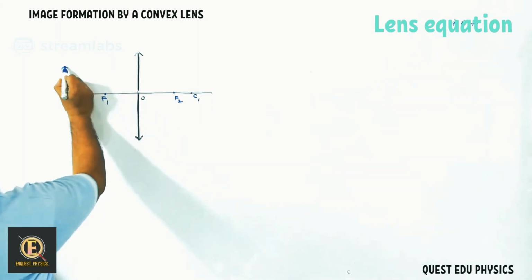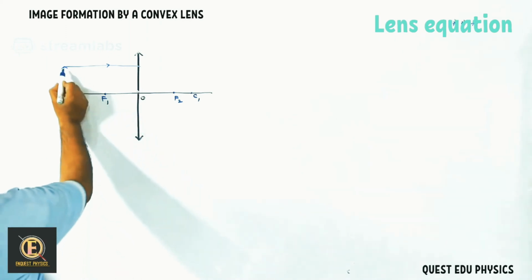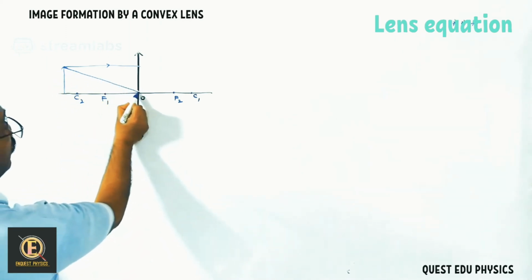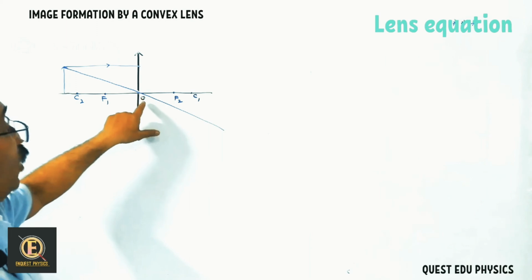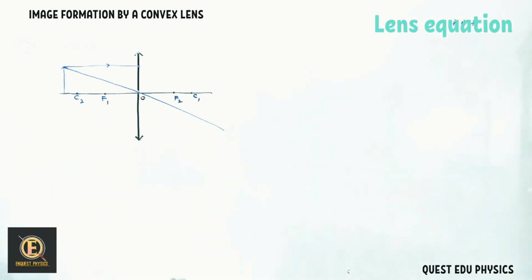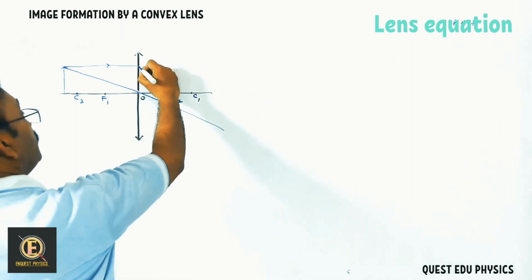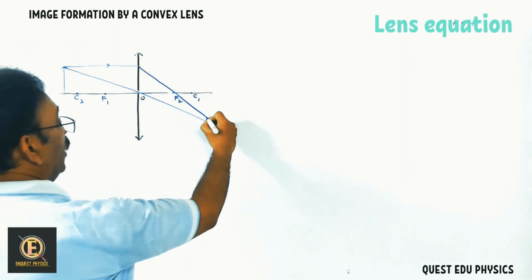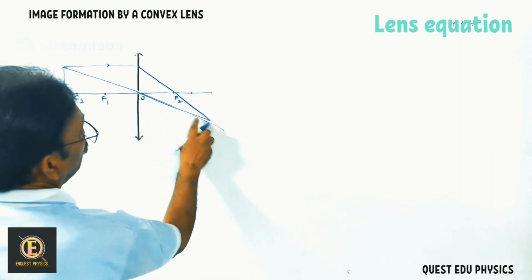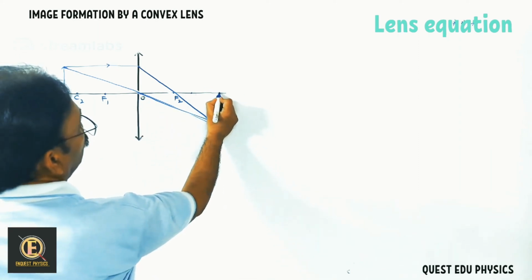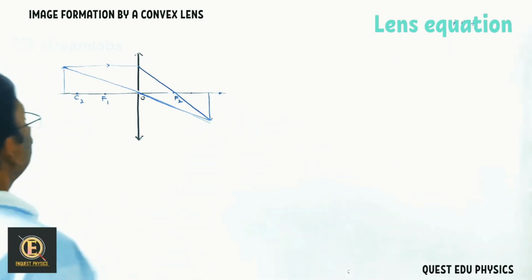One has to pass parallel to the principal axis, and one should pass through the optic center. As you know that the ray which passes through the optic center doesn't get deviated. This ray gets refracted and it passes through the focus. And the two will meet at a particular point. Somewhere we have the C2, that is C1, and we get the image here.